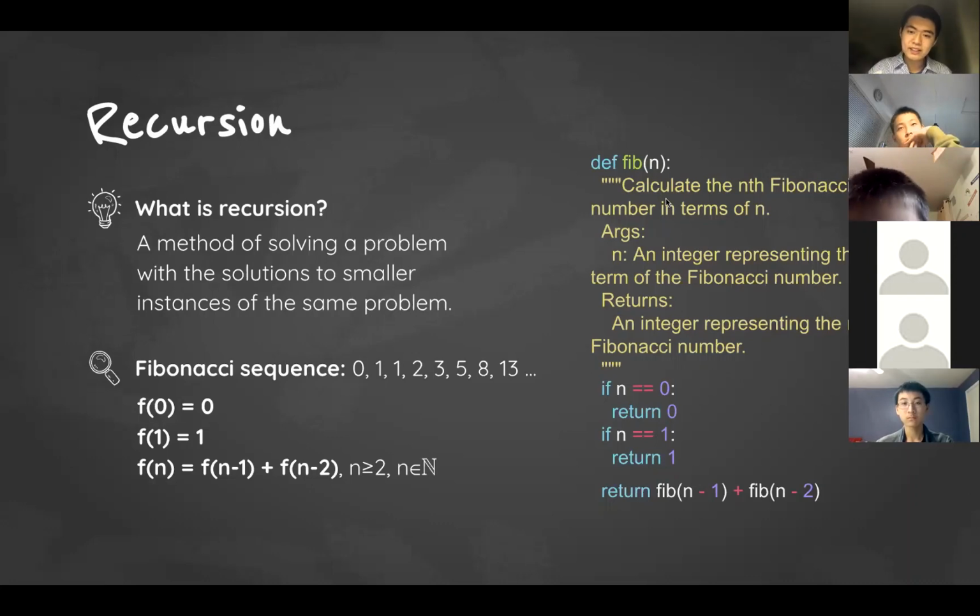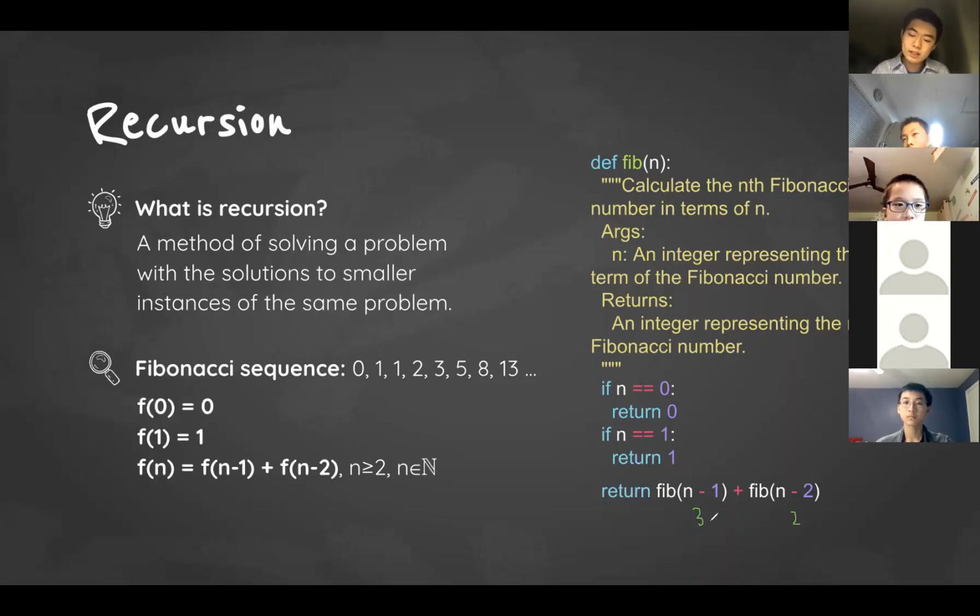Let's say we want to find the 4th term of the Fibonacci sequence, right? Let's say n is 4. We want to find the 4th term. So is n equal to 0? No. Is n equal to 1? No. So instead, you would find the 3rd Fibonacci term plus the 2nd term.